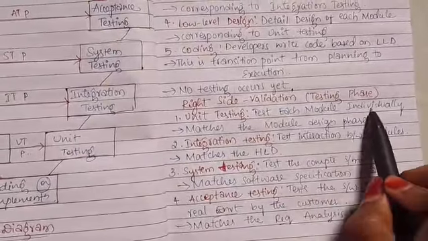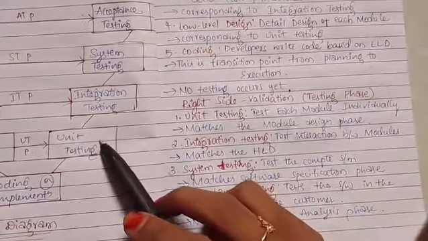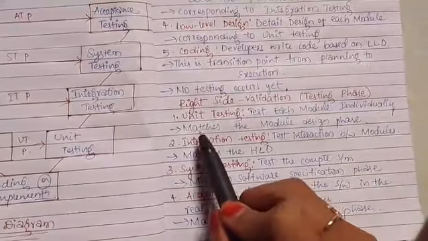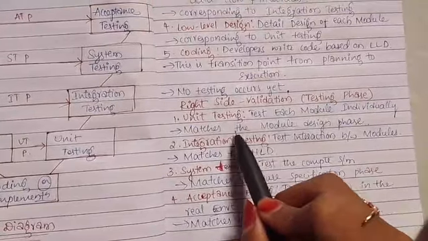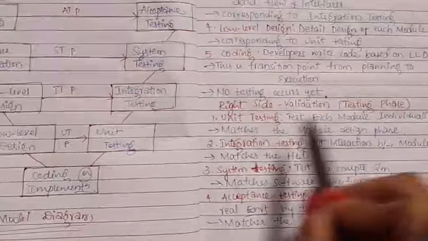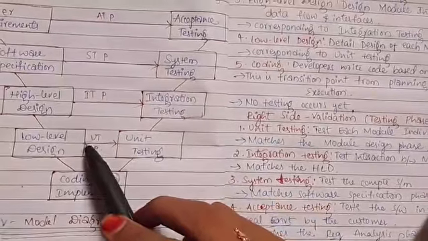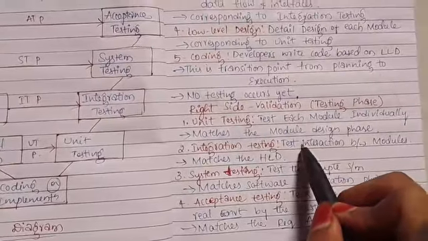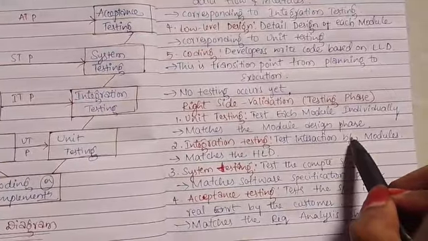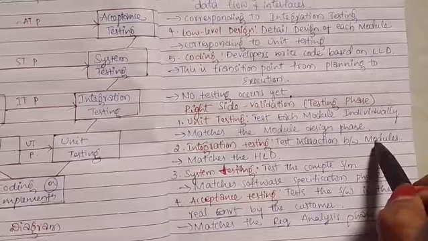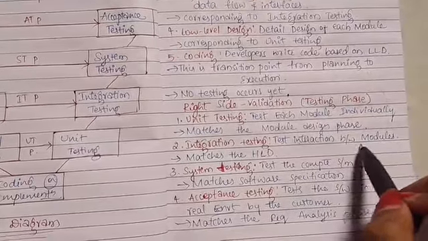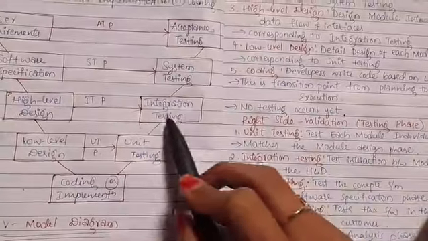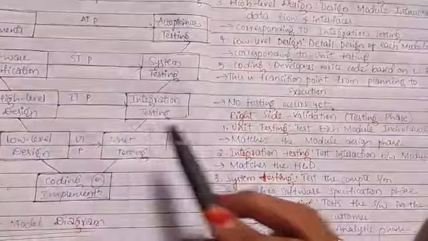Test each module individually. In unit testing, it will test each module individually and it matches the module design phase. And integration testing tests the interaction between the modules, and it matches the HLD, that is high level design.